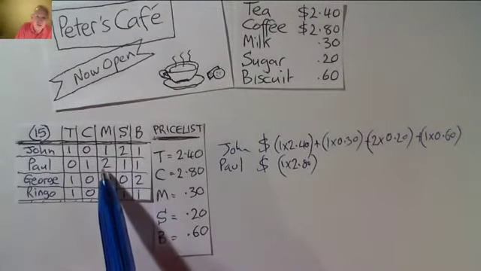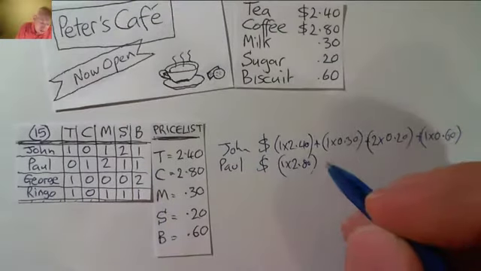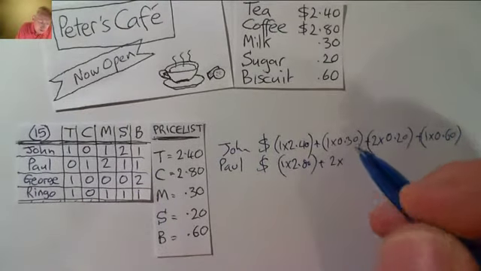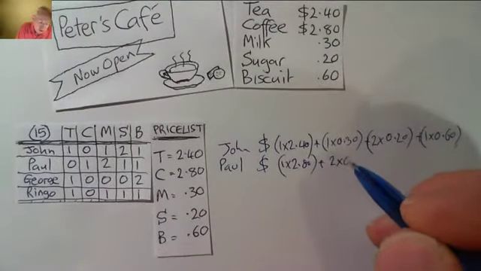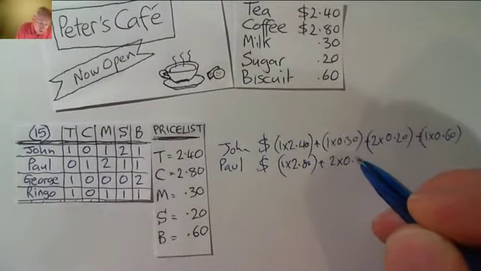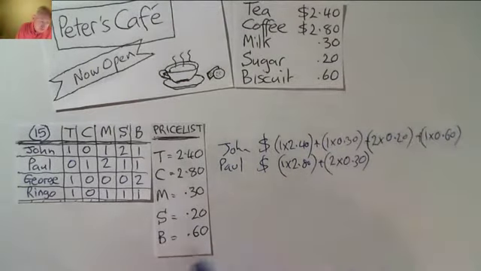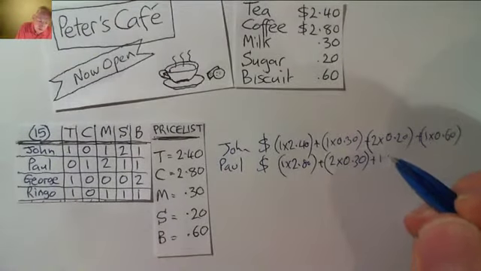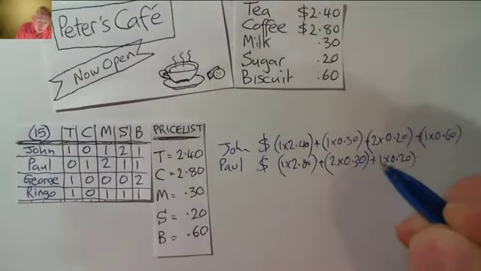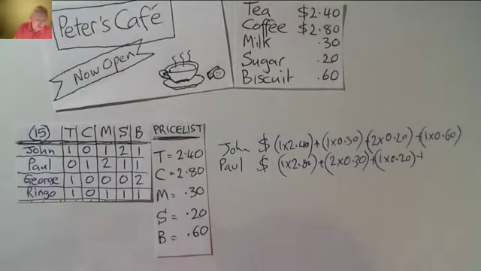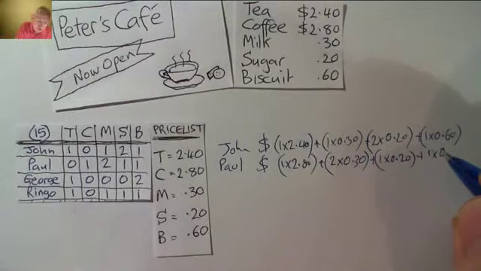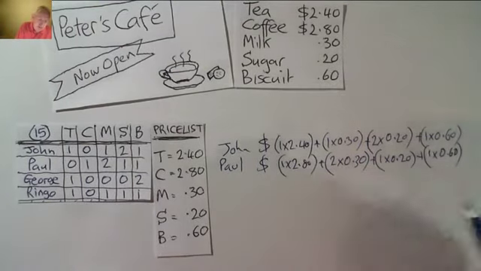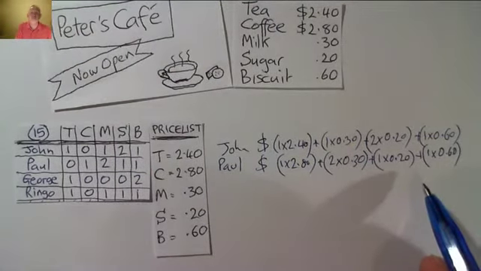Plus he had 2 sachets of milk. So it's 2 servings of milk. That's unusual, but if he likes milky coffee, then we'll charge him 2 lots of 30 cents. Then he had 1 sugar, so it's 1 times 20 cents. And he also had 1 biscuit, so it's 1 times 60 cents. Okay, so if we add all that up, that'll be Paul's bill.